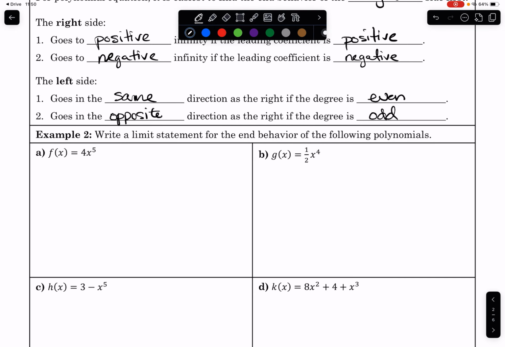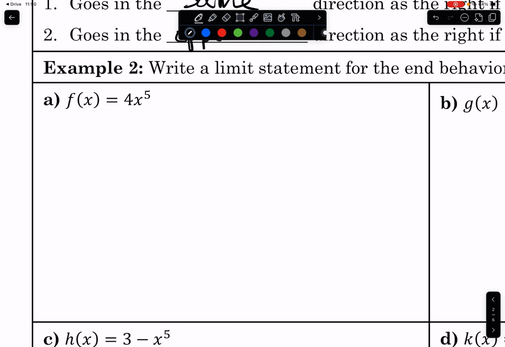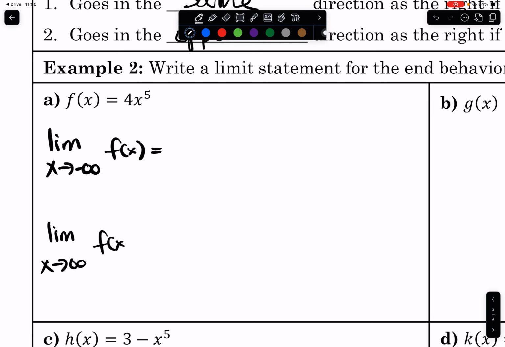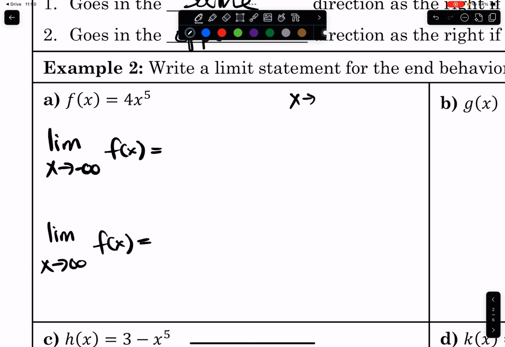So we want to write a limit statement for the behavior of the polynomial function, okay? So let's write the limit statement first. So we have the limit as x approaches negative infinity of f of x. We want to know what that equals, and what is the limit as x approaches positive infinity of f of x, okay? We want to first start on the right side, like I mentioned, which is this one right here, okay? So we want to begin by first looking at what's happening as x goes to positive infinity. What are the y values going to?